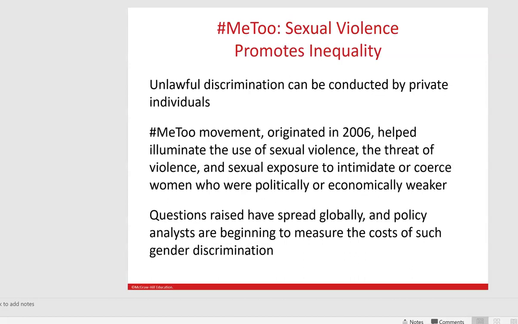Discrimination is not always on a grand scale. This type of discrimination can be conducted by individuals. As an example, the Me Too movement reminded victims that they are not alone. The results of this were increased reporting of inappropriate sexual pressure or violence.